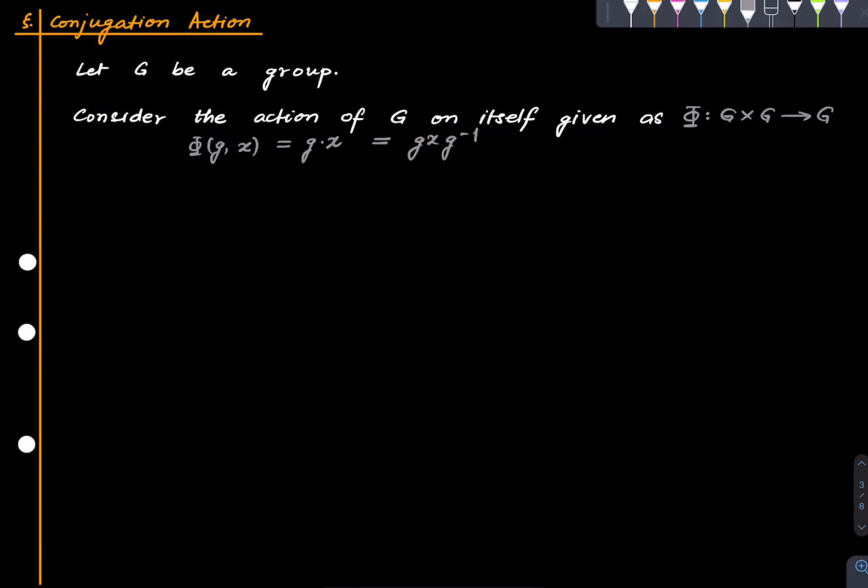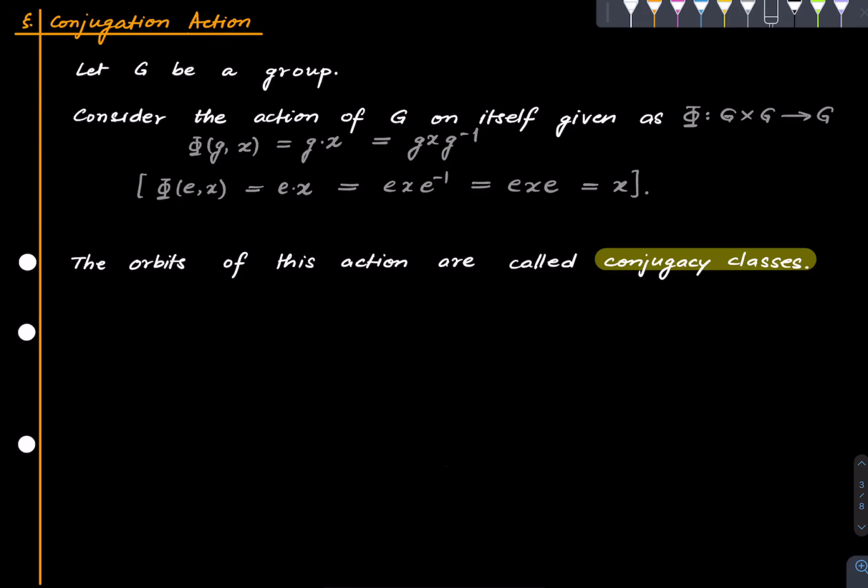And one can check that this is an action. Let me just check one condition. So phi of (e, x), which one can write as e dot x, is by definition e x e inverse, which is of course e x e, which is x. So this satisfies the first condition that is required of the map phi for it to be called an action, and similarly you can check the second condition. So that's an exercise.